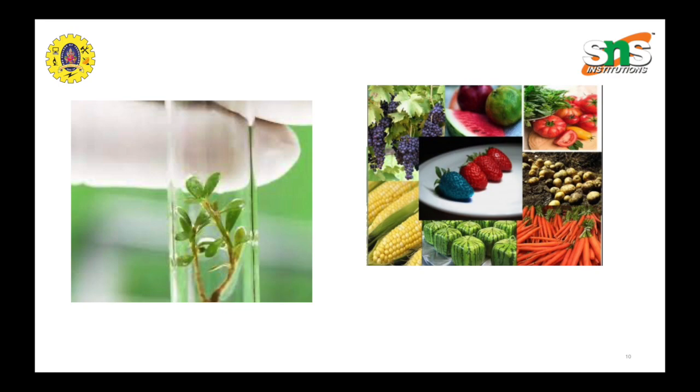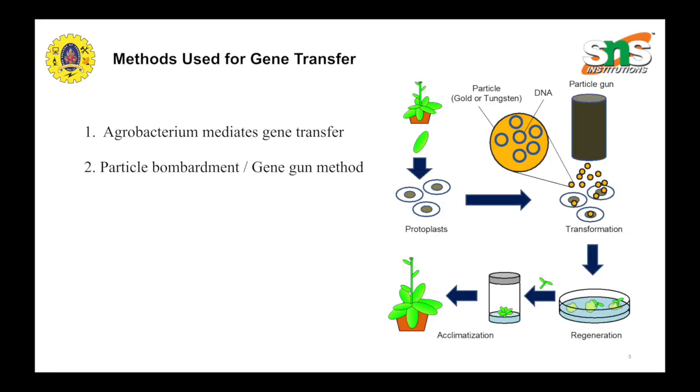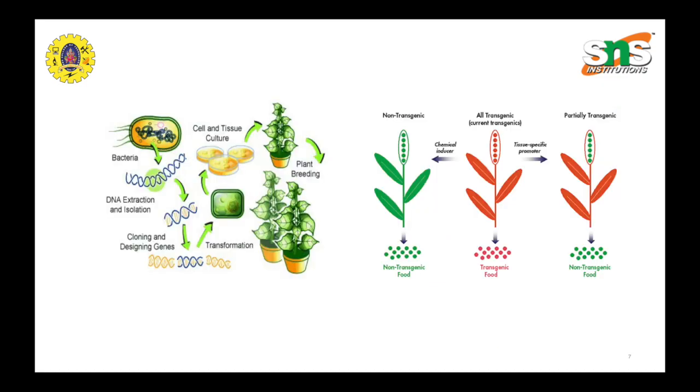Transgenic plants are the ones where the DNA is modified through genetic engineering technique. The main aim is to introduce a new trait to the plant, which does not occur naturally in the species. Usually, a transgenic plant will always contain a gene or many genes that have been artificially inserted in it. There are some examples of transgenic plants. They include maize, rice, brinjal, cabbage, cauliflowers, potatoes, and tomatoes.